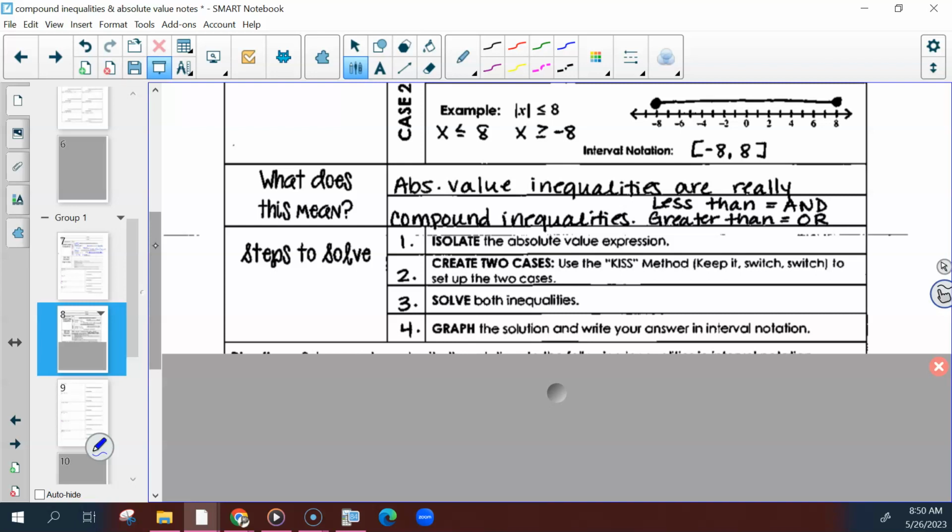When we start to solve it, the steps are very similar to the equations. Isolate the absolute value expression, create two cases. This KISS method, you can use it if you want. Keep one the same, switch the other sign, switch the direction of the sign. So a negative and the direction of the sign. Solve both and then graph it and write it in interval notation. Anyone still writing in your class?